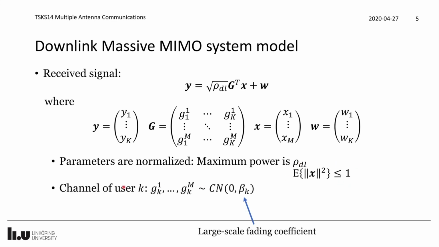The channel of user k was contained in this kth column here, g_k1 to g_kM, and they are independent of each other, and we have a complex Gaussian distribution. Beta_k is still the large-scale fading coefficient. So this is the same channel model as we were considering before: IID Rayleigh fading for each of the users, but different large-scale fading coefficients. And we have normalized noise, so the w vector here is complex Gaussian. We have an identity matrix of size K as the covariance matrix.